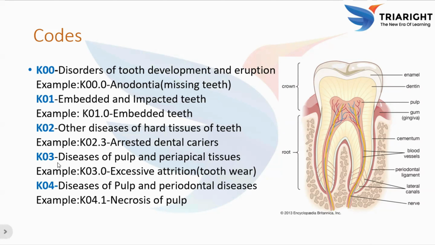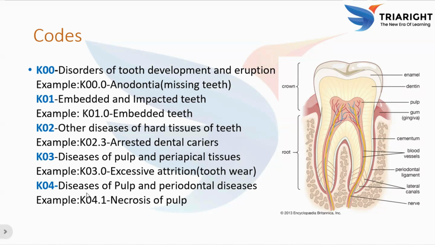Coming to the next code, K03. What is it? Diseases of pulp and periapical tissues. What does this cover? This covers the inflammation or infection of the tooth pulp and the surrounding tissue at the root. For example, excessive attrition, that is nothing but tooth wear, right? We all have tooth wear. So that is the tooth wear and its code is K03.0. If a patient is diagnosed with excessive attrition or tooth wear, then the ICD-10-CM code is K03.0.